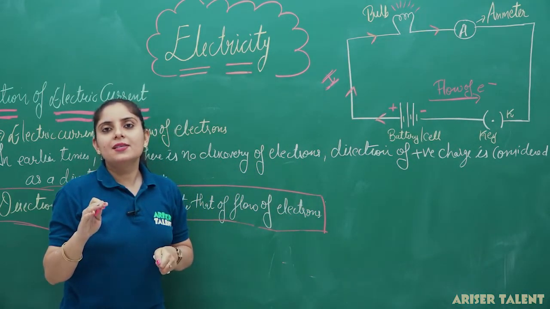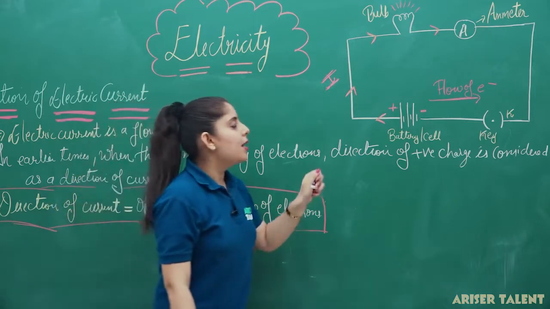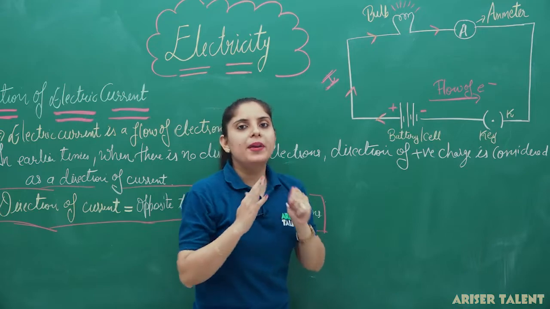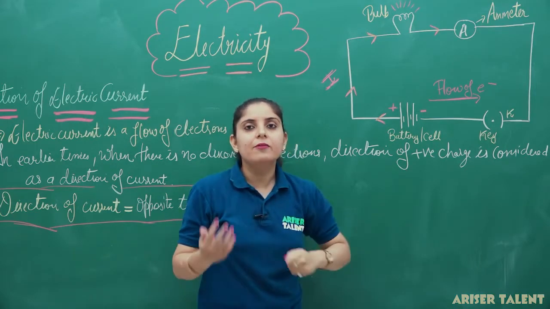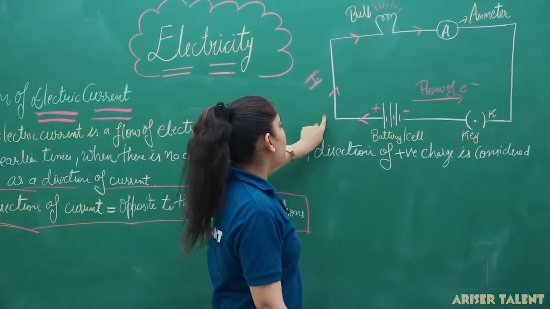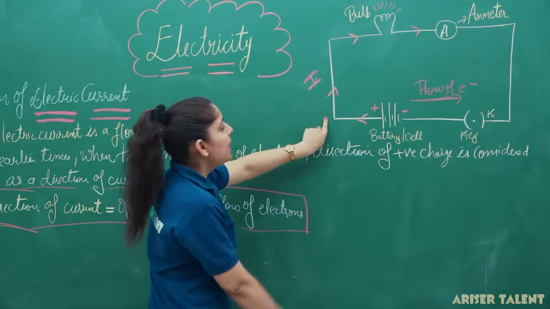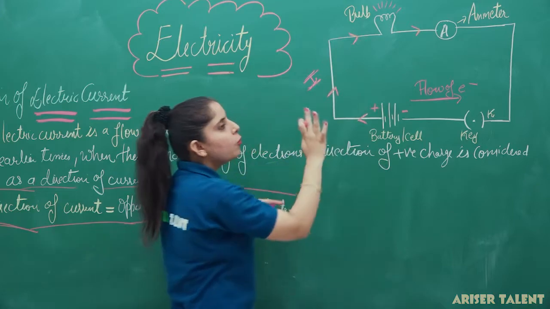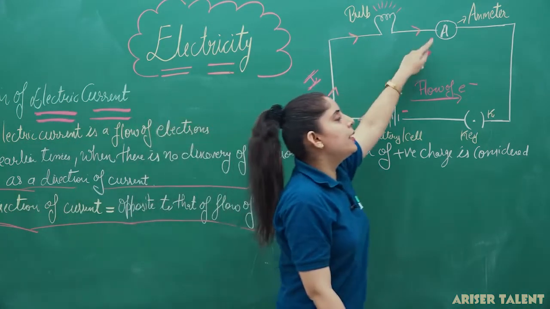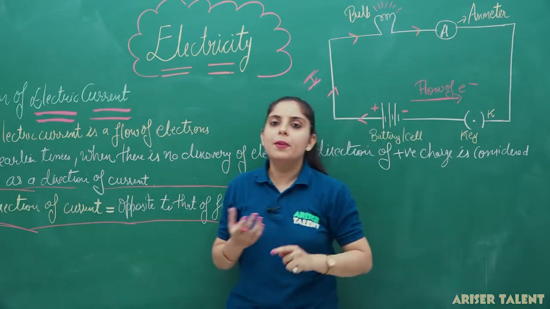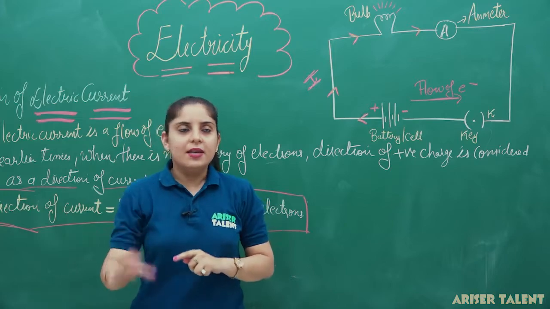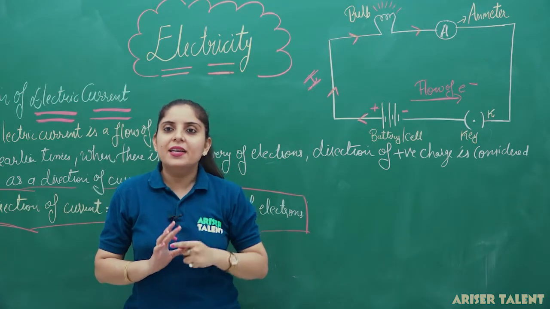As soon as the key is put off, अगर हमने इस की को ऑफ कर दिया तो जो सर्किट होगा वो ब्रेक हो जाएगा. It means it will start behaving as an open circuit and no current will flow from this direction, and this bulb will not show any emission, and the amount of current noted here will be 0. It means if the bulb does not glow, the ammeter will not show any deflection in the circuit. So this is about the electric circuit we have.